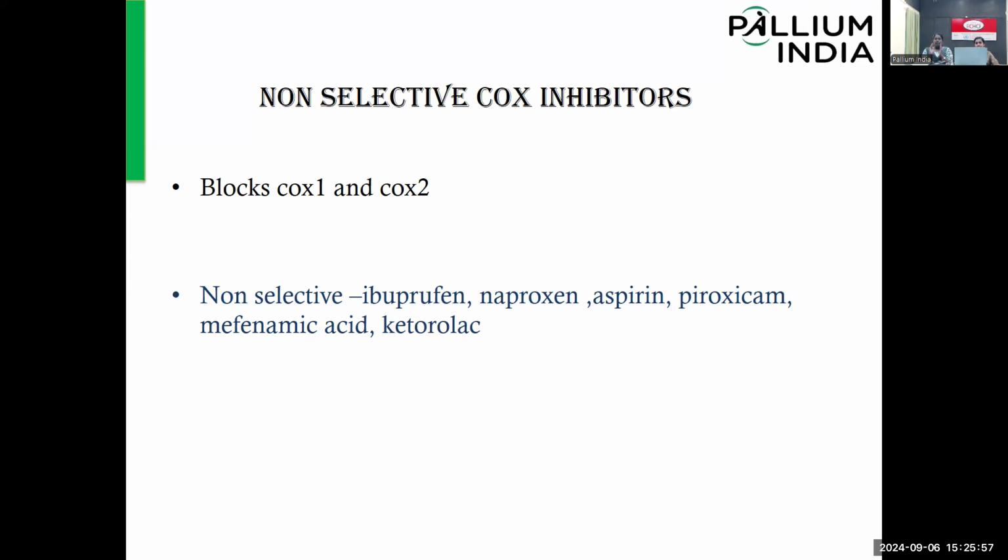So the main examples of these non-selective COX inhibitors are ibuprofen, naproxen, aspirin, piroxicam, mefenamic acid, and ketorolac. These medicines are commonly used in our day-to-day life. So it is very important to know these medicines are coming under non-selective COX inhibitors. First one is brufen, naproxen, aspirin, piroxicam, mefenamic acid, and ketorolac.